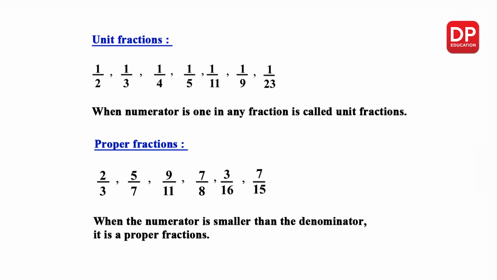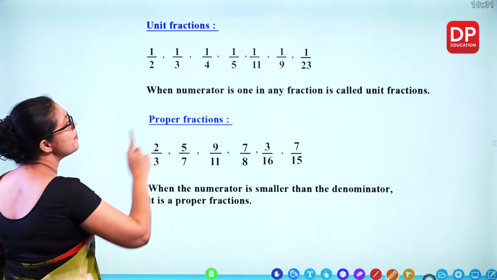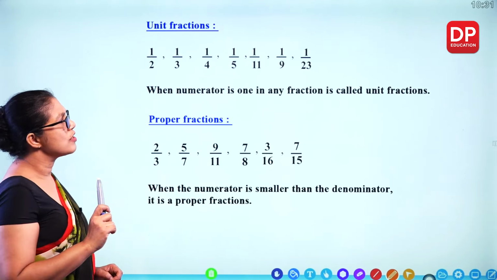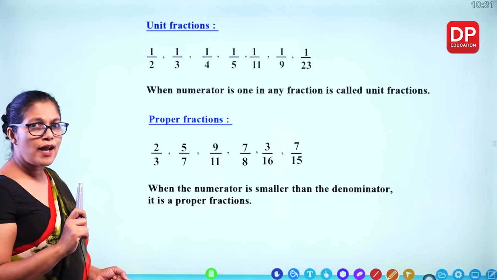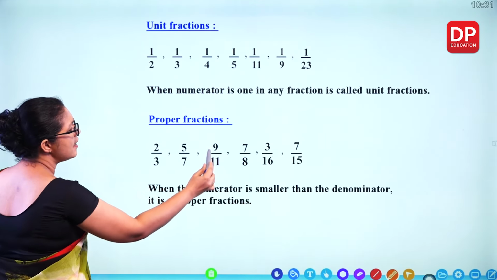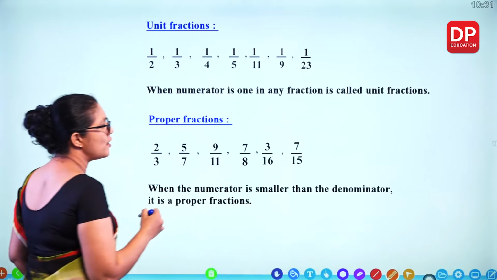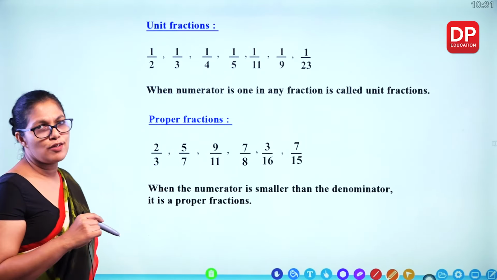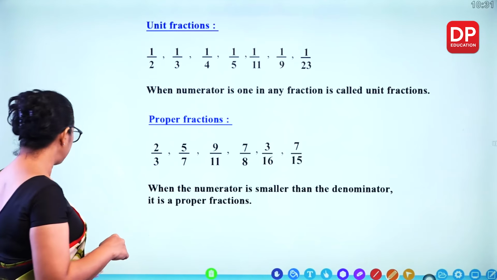What are unit fractions? Look at these fractions. The numerator is always 1. When the numerator is 1 in any fraction, it is called a unit fraction. And proper fractions, the numerator is smaller than the denominator. Look at all these. The numerator value is smaller than the denominator. So those are called proper fractions.